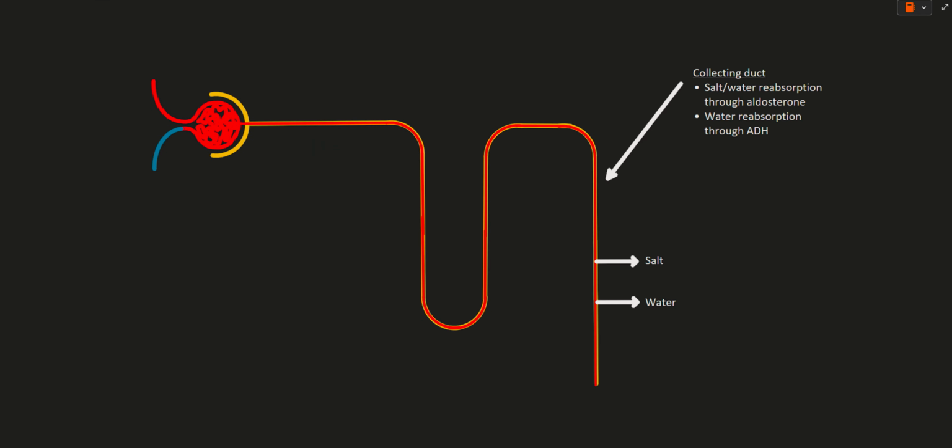Lastly, blood enters the collecting duct, where both aldosterone and ADH exert their effects. Aldosterone reabsorbs both salt and water, but ADH only reabsorbs water. Once blood finishes passing through the collecting duct, it travels through the ureters and towards the bladder, where it can be expelled as urine.